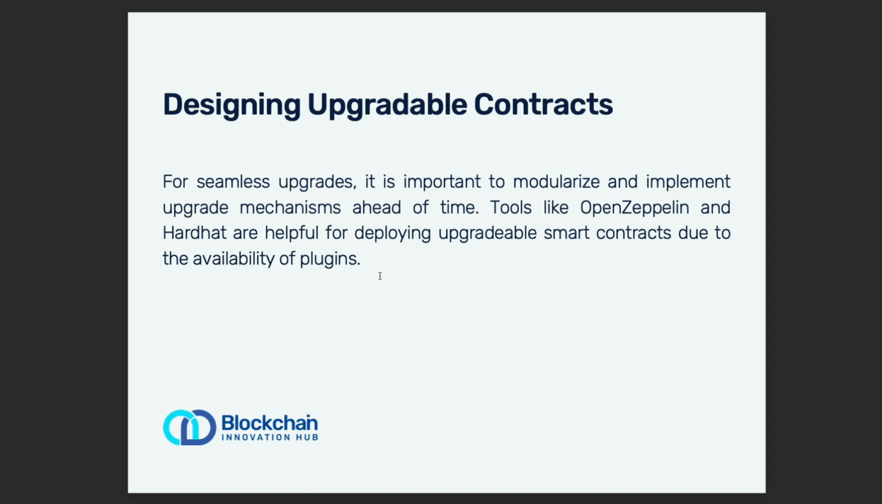Now, it is also important to modularize and implement upgrade mechanisms ahead of time. What do we mean? It means you don't have to wait till a need comes before you start working on the upgrade mechanisms. You can lay the foundation at the architecture right from the start. So in scenarios where you want to fix bugs or add new features, you don't need to start rewriting, and you can just go ahead to make your changes to your logic contracts.